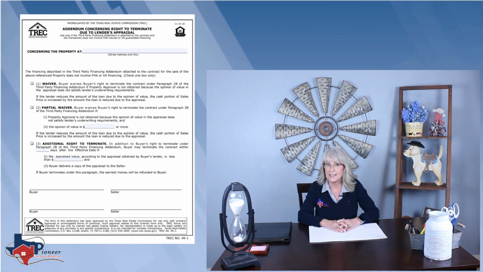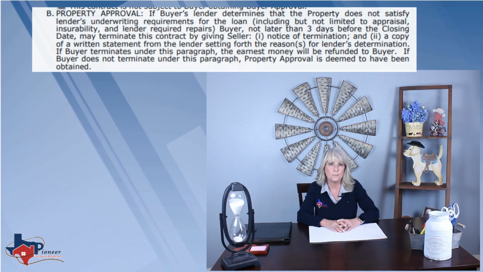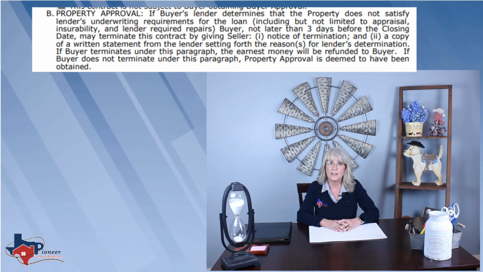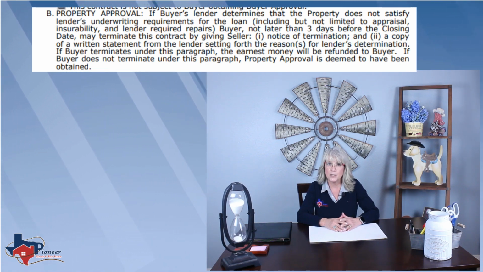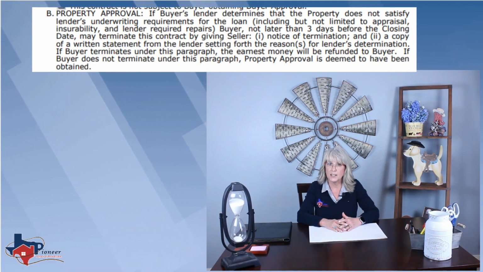a third-party financing addendum. One thing you need to remember is paragraph 2B of the third-party finance addendum. Paragraph 2B mainly says that the property must satisfy the lender's underwriting requirements, which includes the fact that the property must appraise for the contract sales price. If the property does not appraise for the sales price, then the buyer may terminate the contract and the earnest money will be refunded to the buyer.